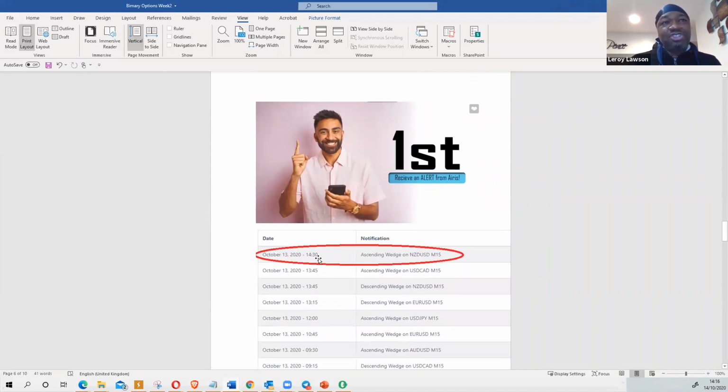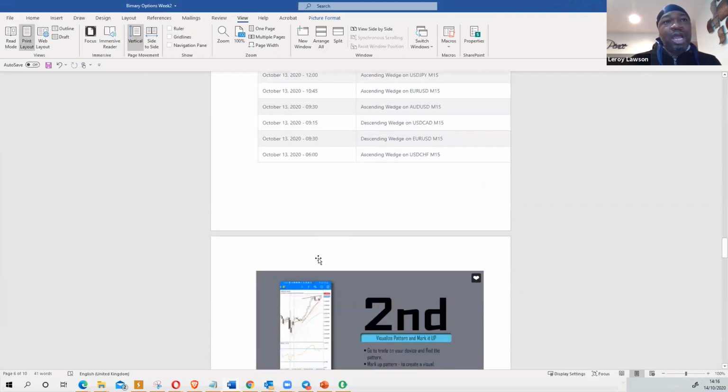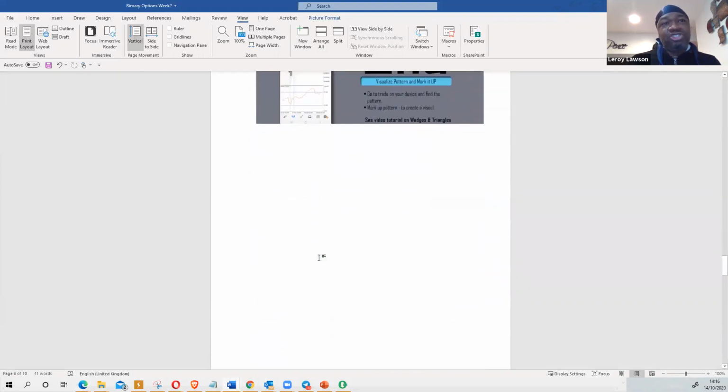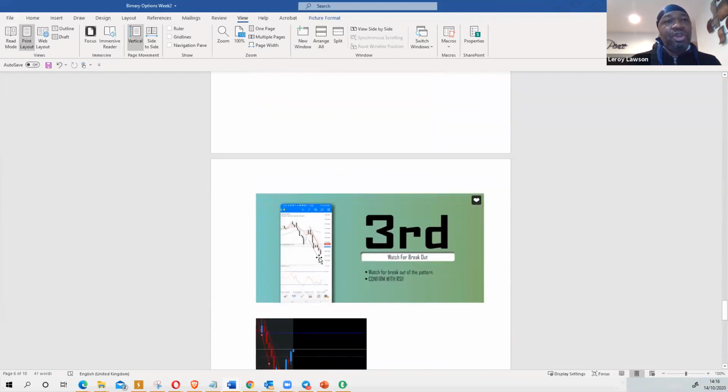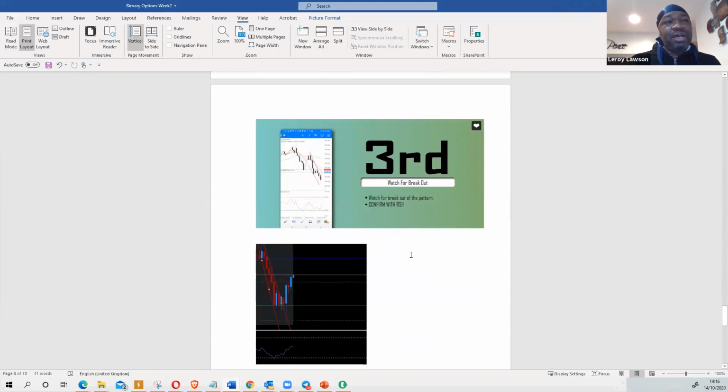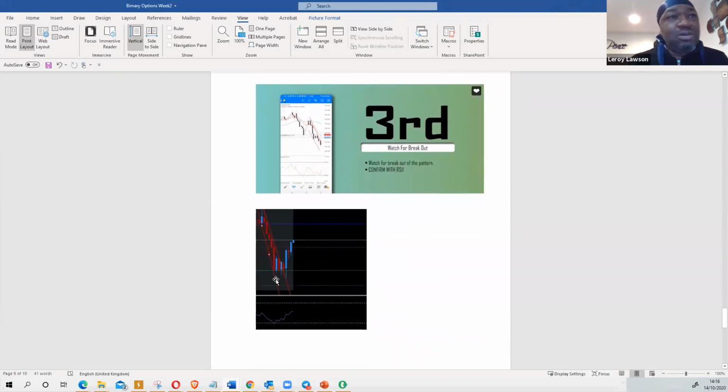I got the alert at 2:30, all right? I went on my chart and marked up the chart. Now, the third point is waiting for the breakout. If you were to count this out, it was 15, 30, 45 minutes, an hour before this broke out.